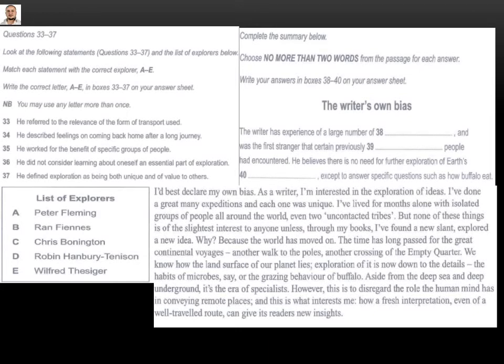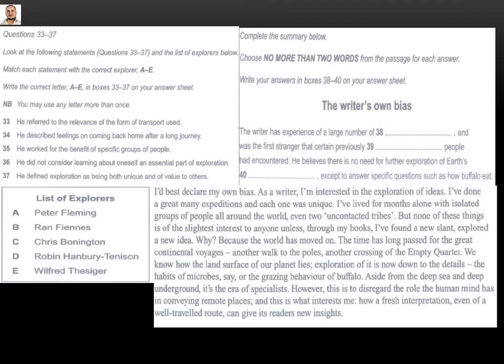And was the first stranger that certain previously gap people. Let's go on with it. "I've lived for months alone with isolated groups of people all around the world." So 39 will be isolated. Why? Because he said he was the first stranger that certain previously isolated people had encountered. So 39 will be isolated.